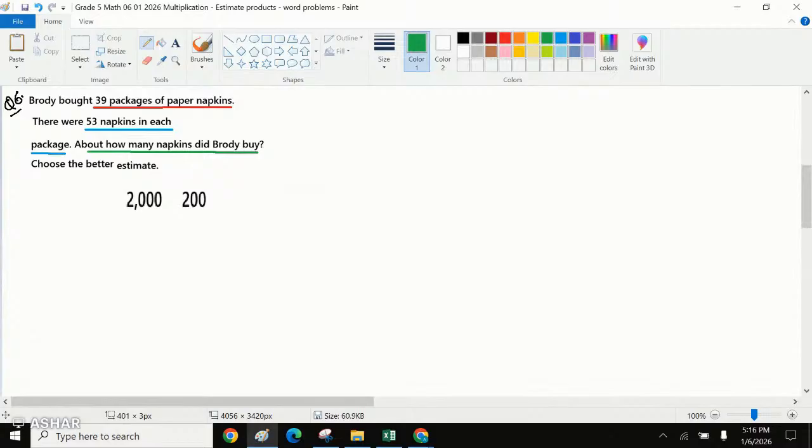Okay. So can we say there were 39 packages or packets in which each packet had 53 napkins, right? So we need to find an estimate to the nearest. So 39 multiplied by 53.